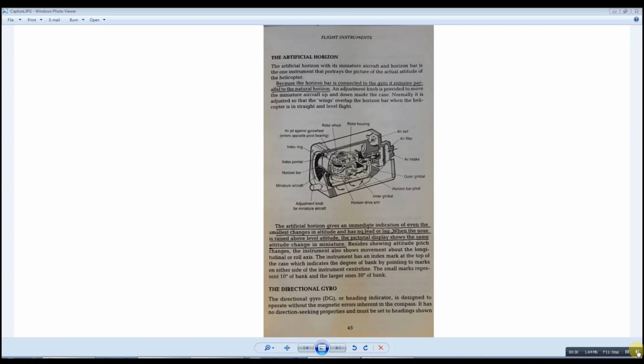When the nose is raised above level attitude, the pictorial display shows the same attitude change in miniature. So it is mimicking the movements of the aircraft absolutely precisely, and I'm sure any pilot watching will concur that it is an extremely sensitive instrument and does react instantaneously. So let's have a look at one of them opened up and being demonstrated in real time.